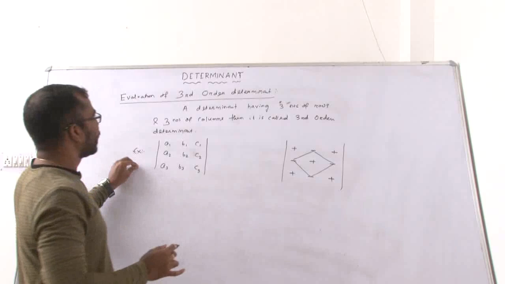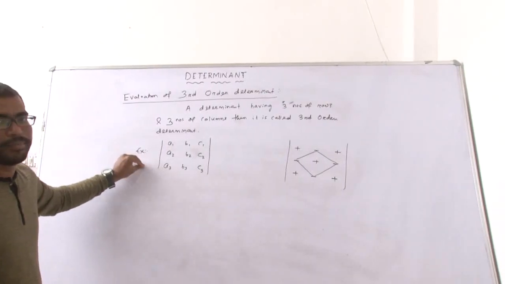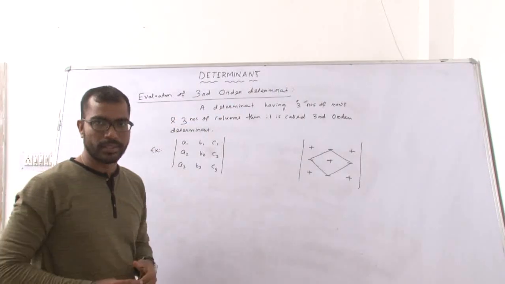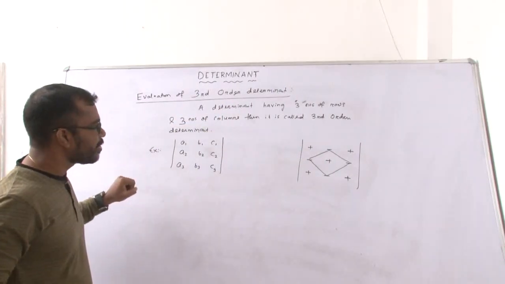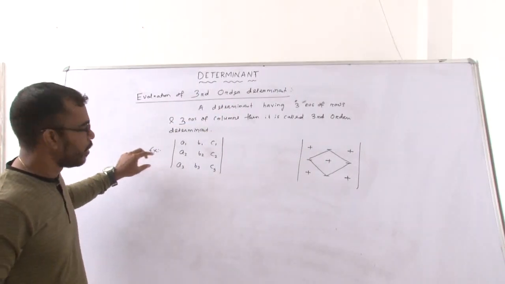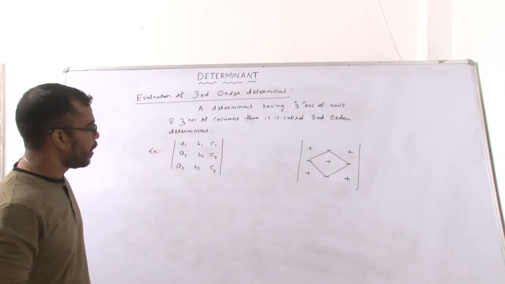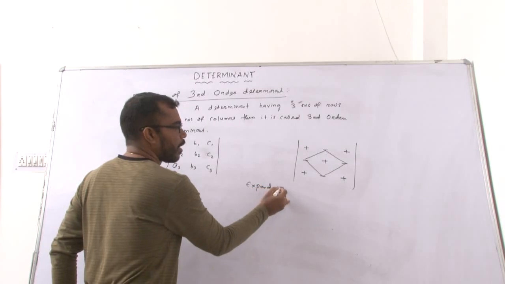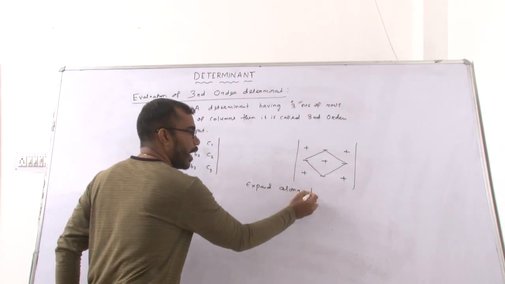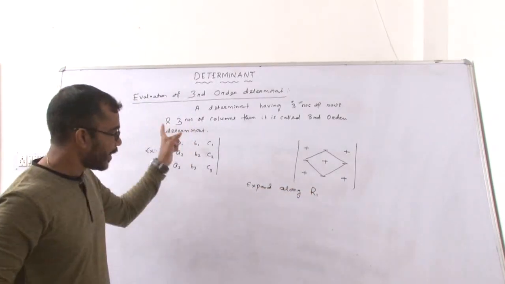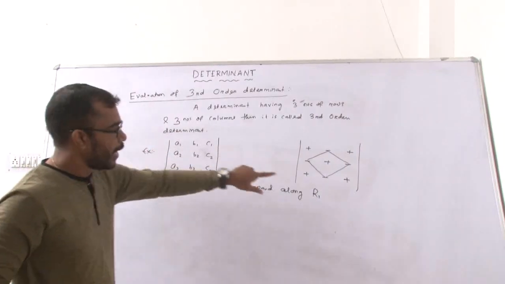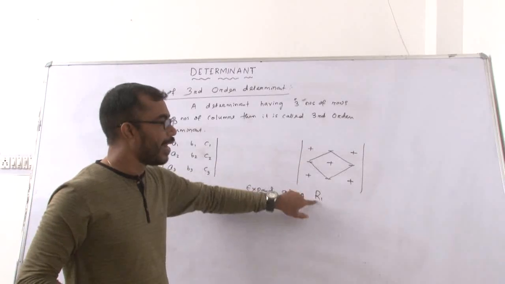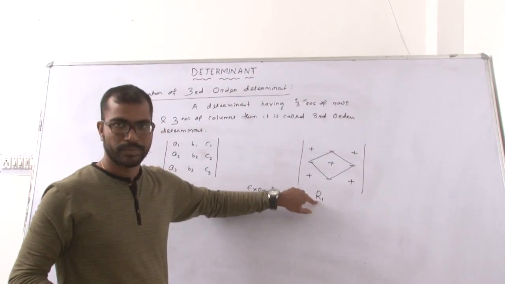So a third order determinant can be expanded in 6 ways. Let's start with the different ways. Now in this determinant, we expand along R1. First we expand this determinant along R1, which means we evaluate it with the help of R1.